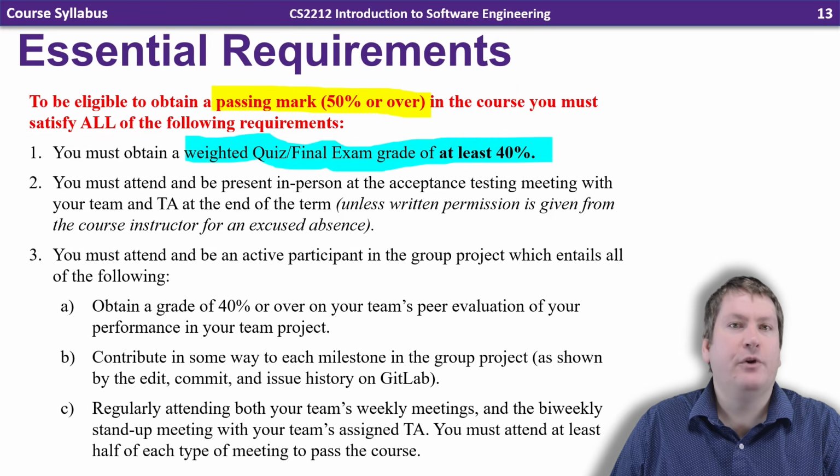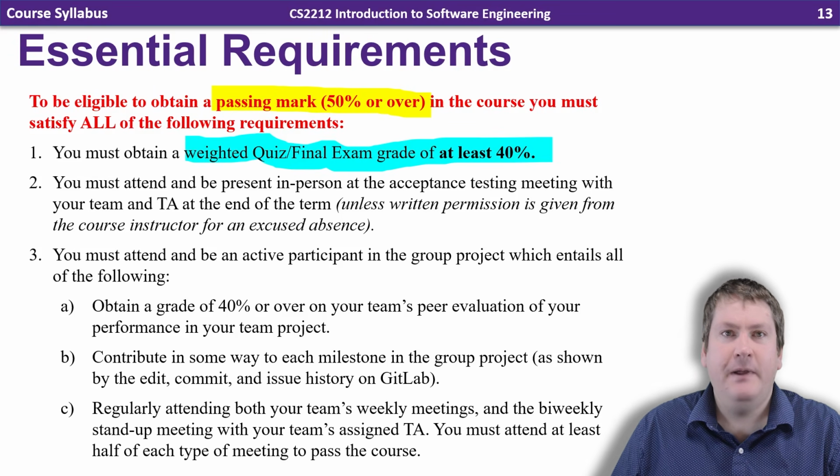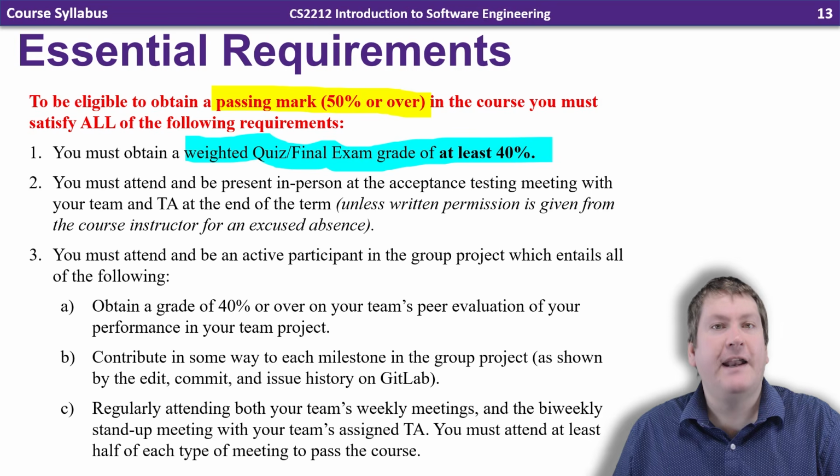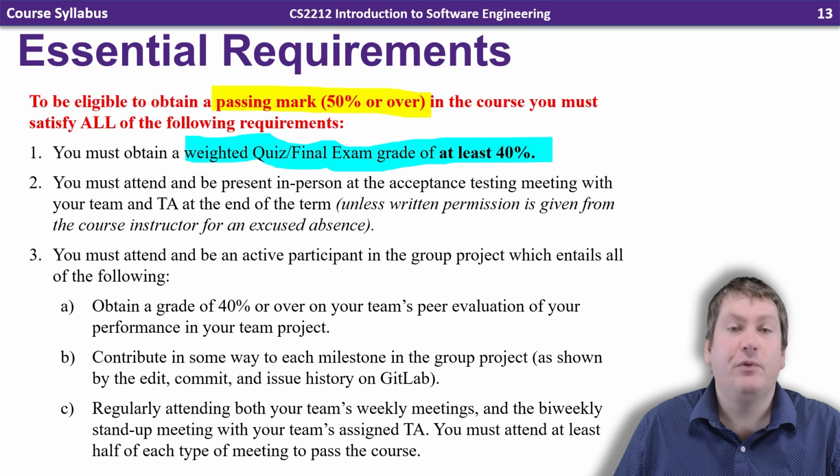The first one is that your weighted quiz and final exam grade has to be at least 40%. Now, this is a weighted average, so it doesn't mean you have to get at least 40% on every quiz or the final exam. It means that based on the worth of that element, for example, each quiz, I believe, is 12%.